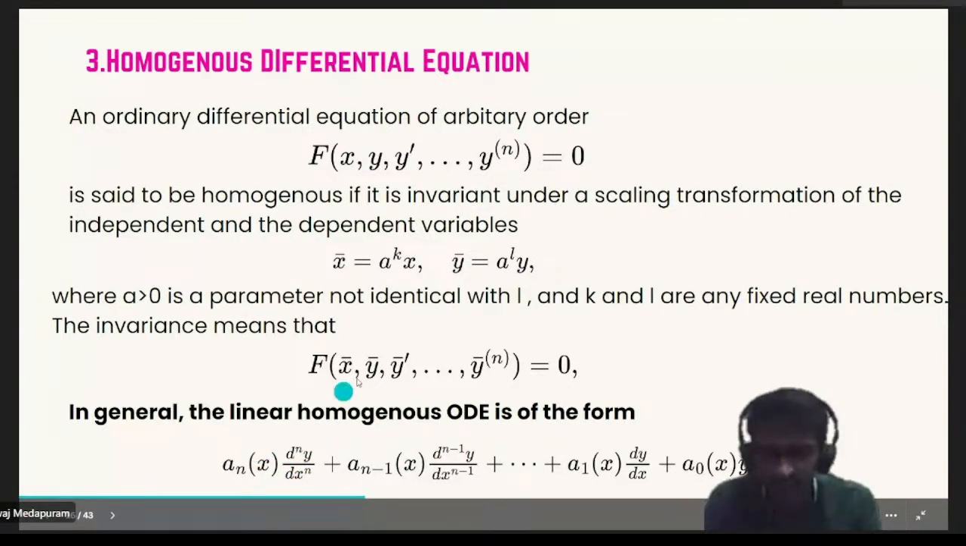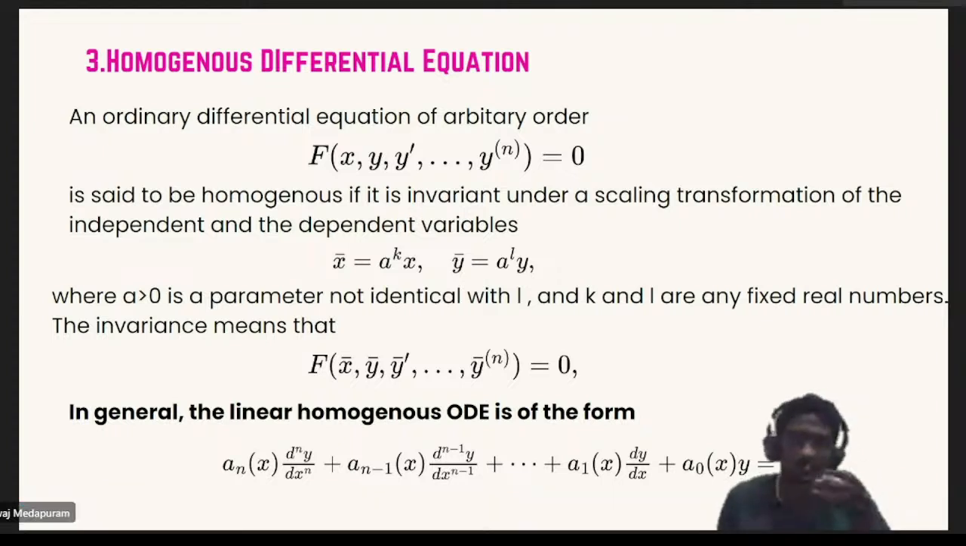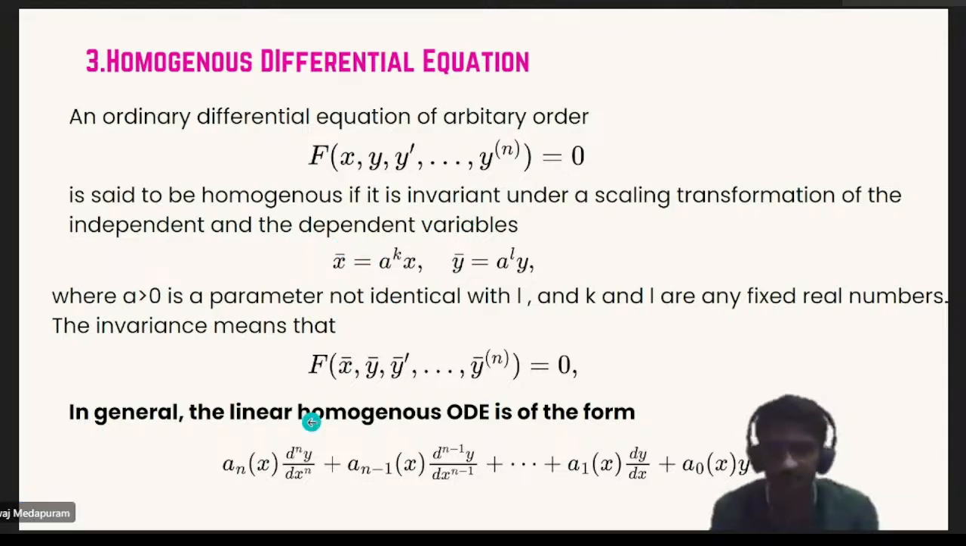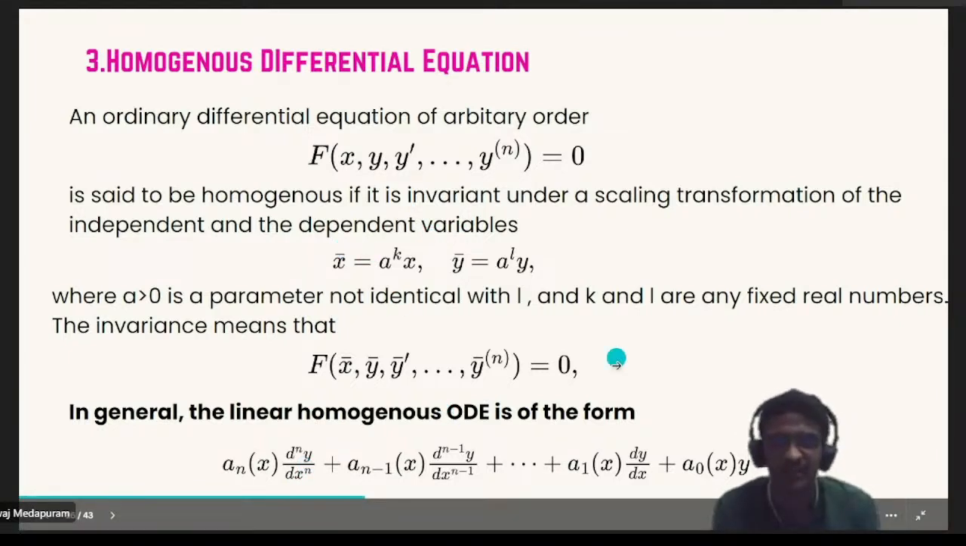One clue is you have all the functions of x: an of x, an minus 1 of x, a1 of x, and a naught of x. So you don't know what those functions are. These could be polynomial, or transcendental, or some random functions. So you can't apply a transformation to x. So that makes us essentially choose k as 0. That means we are not changing the variable x, and we are changing the variable y.